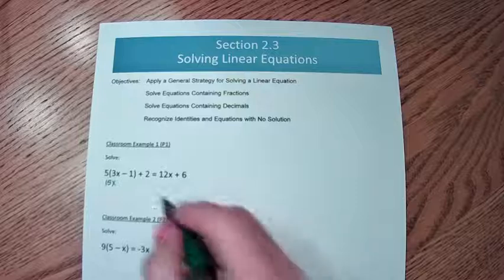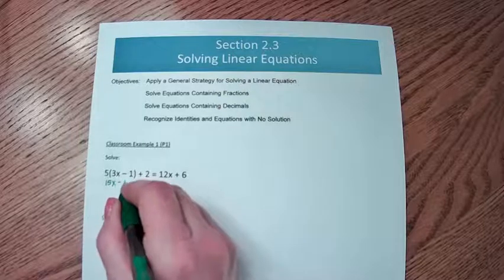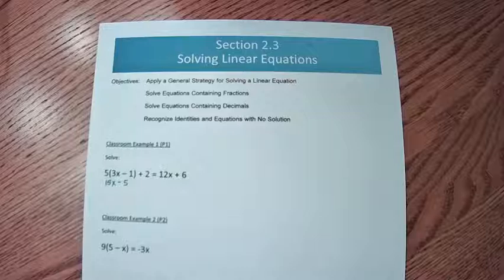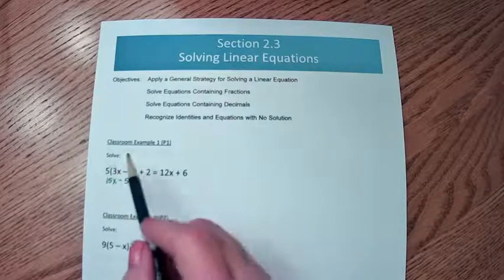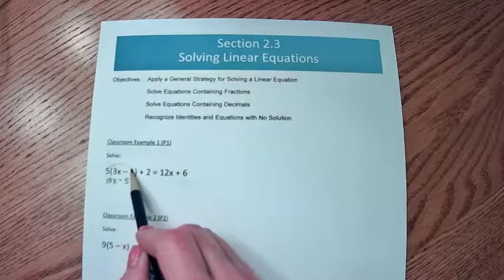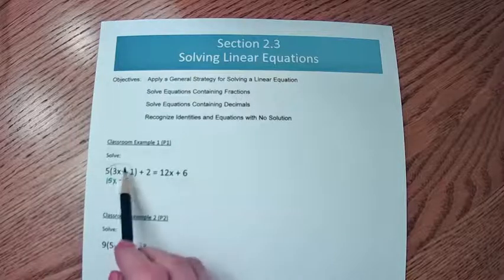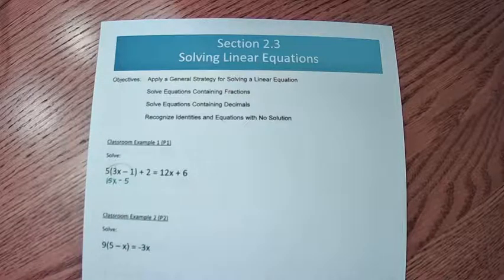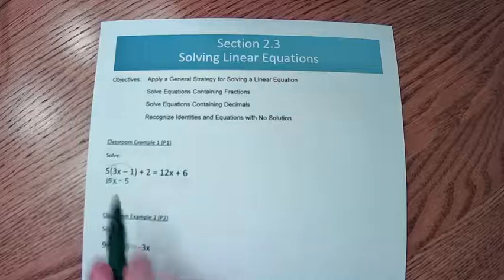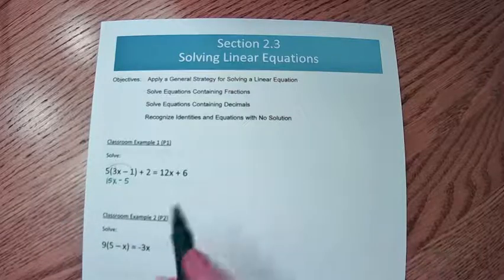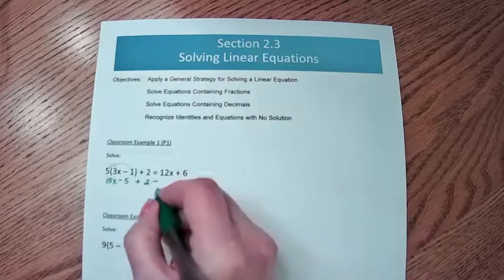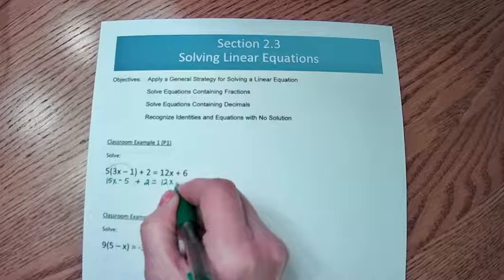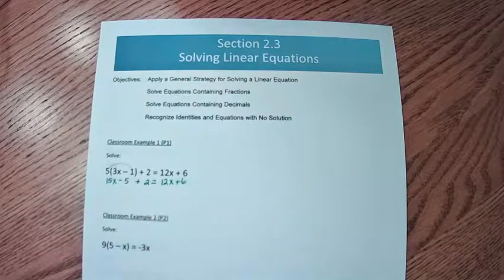5 times 3x is 15x. 5 times -1 is -5. Just be aware, this is a very common mistake. People will multiply the 5 by the first term, but they will forget to multiply the second term. That's very important to make sure you multiply everything inside the parentheses by the number outside the parentheses. Then bring down the plus, bring down the 2, bring down the equals, and nothing to simplify over here.